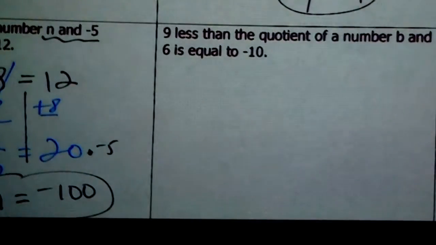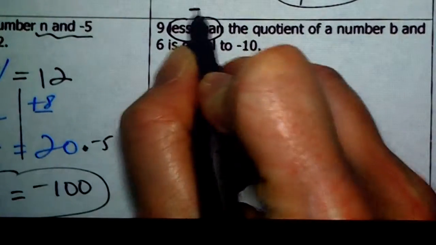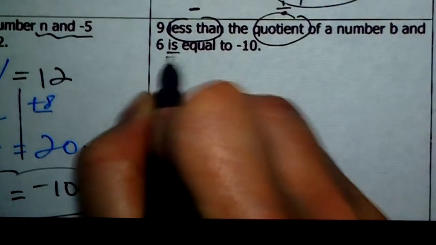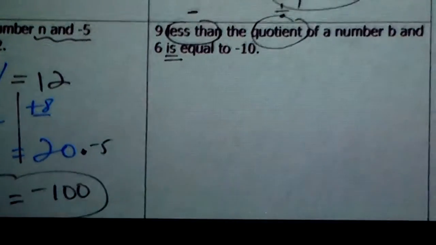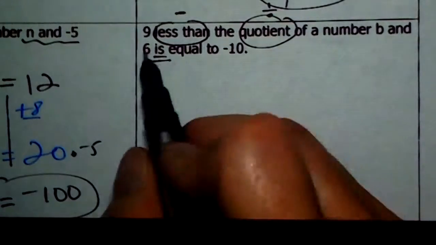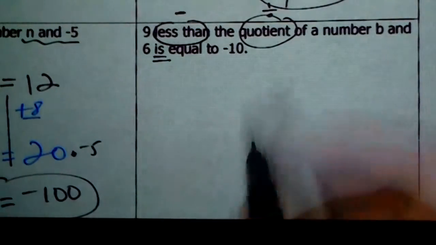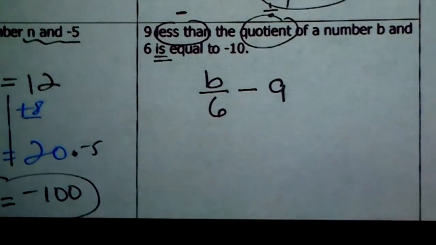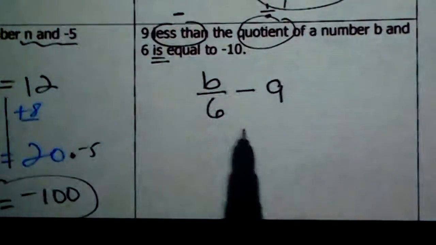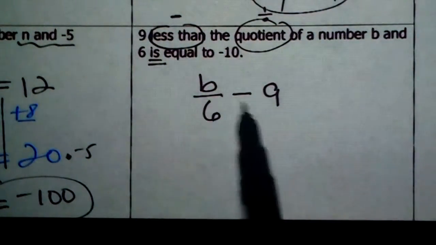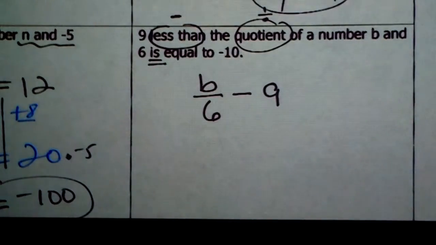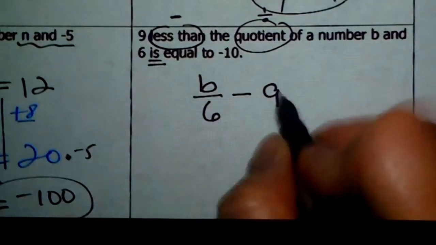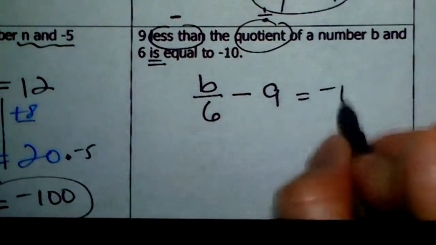All right. Last one. Woo! I have 9 less than, that means subtract, the quotient of, that means division, a number b and 6 is equal to negative 10. There's that word less than again. If I want 9 less than the quotient of b and 6, that means take the quotient of b and 6 and take 9 less than that. So 9 less than the quotient means take that quotient and take 9 away from it. The order matters when you subtract. So when you see those words less than, that means whatever's first is what's being taken away. And it equals, it says right here, negative 10.